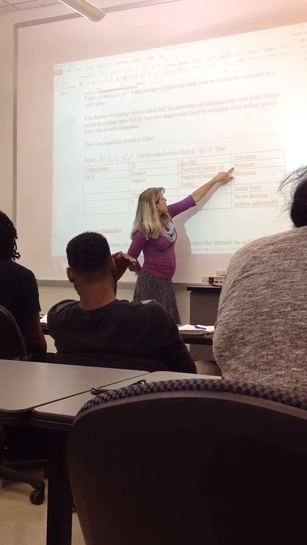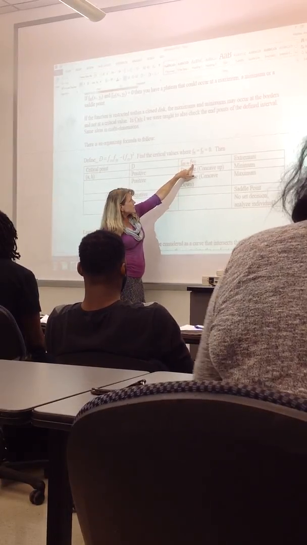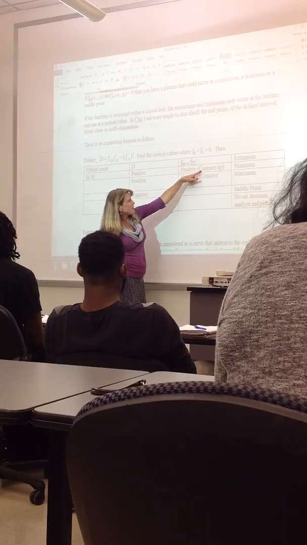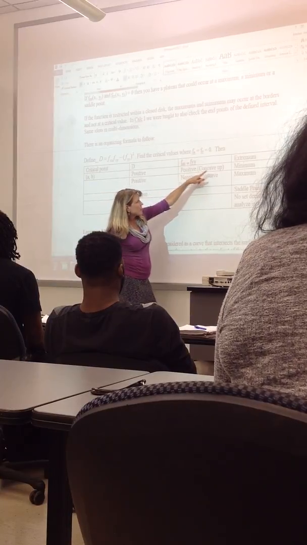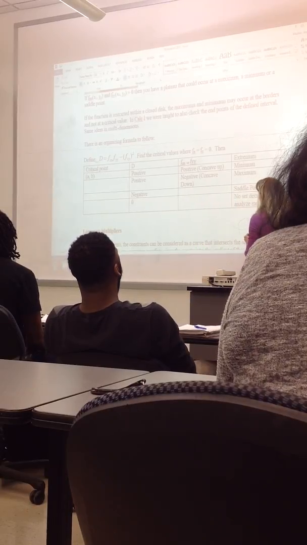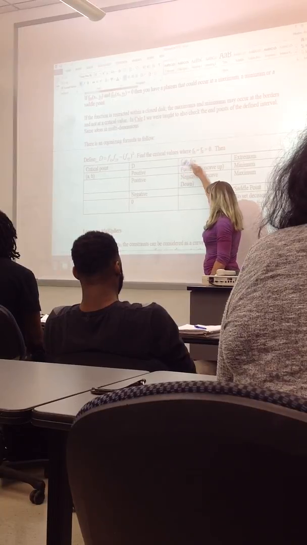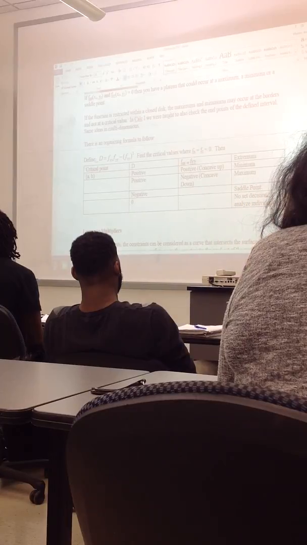You'll end up with a minimum if f sub double x or f sub double y is positive, because your graph will be concave up. If your second derivative is positive, your graph will be concave up, hence you'll be hitting a minimum value. If your second derivative with respect to xx or yy is negative, then your graph is concave down and it's indicating that you've hit a maximum.